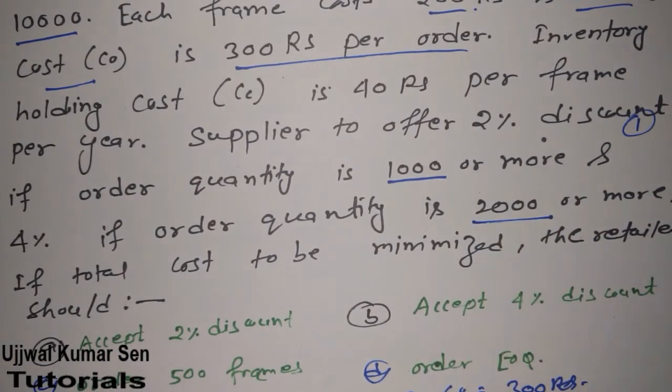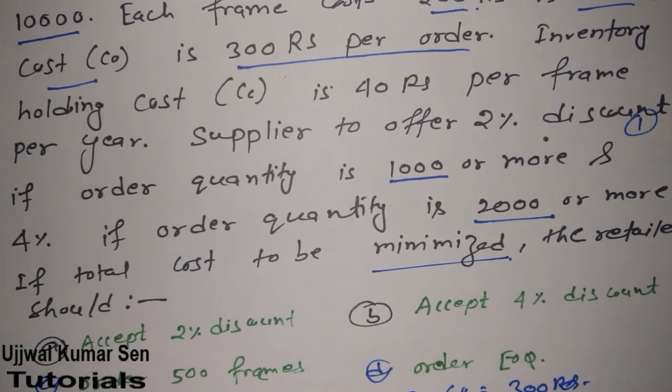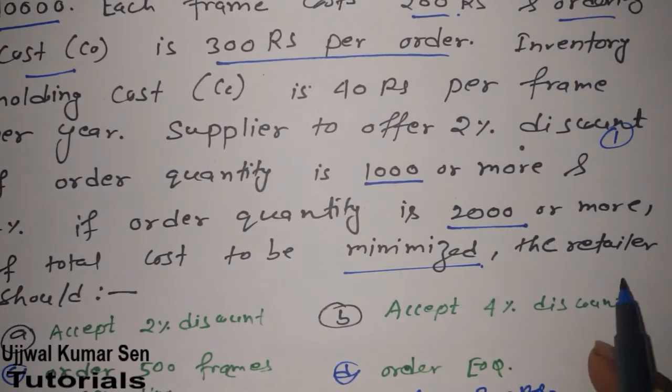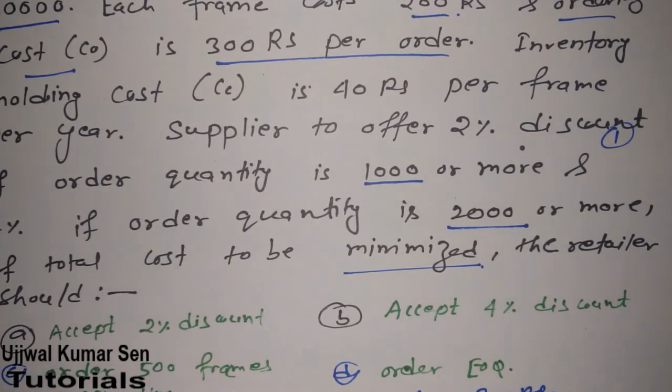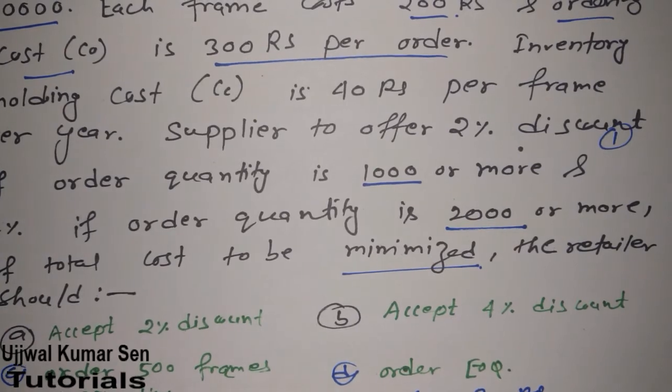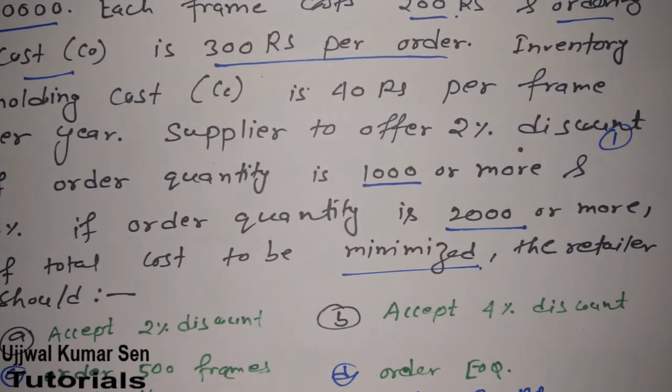2,000 or more. If total cost is to be minimized, that is our main motto, right? The retailer should accept the 2% discount, the 4% discount, order 500 frames every time, or order EOQ.